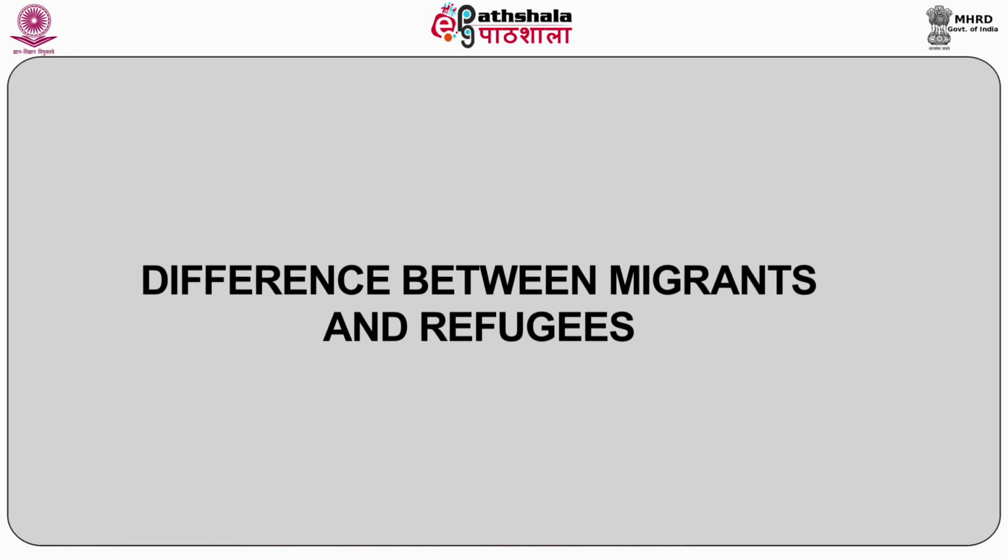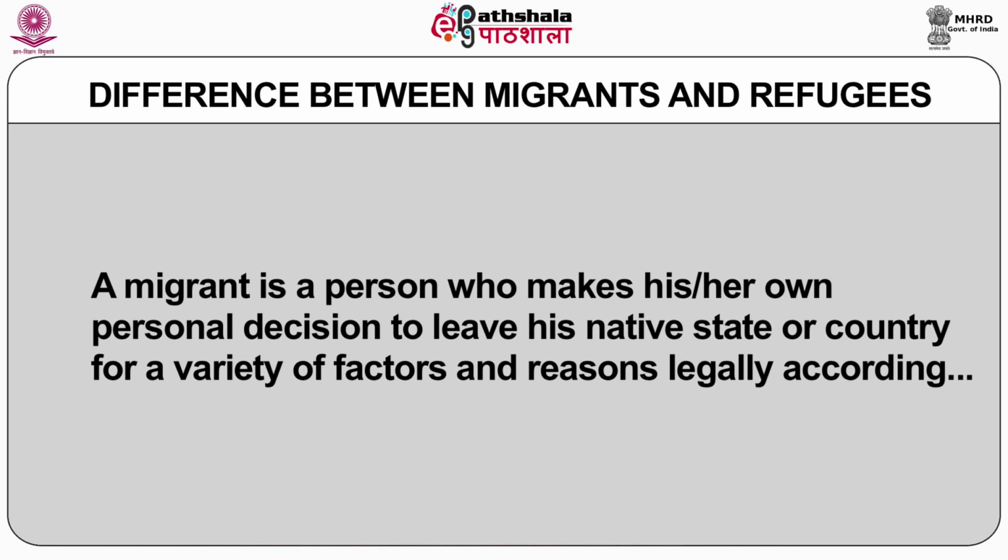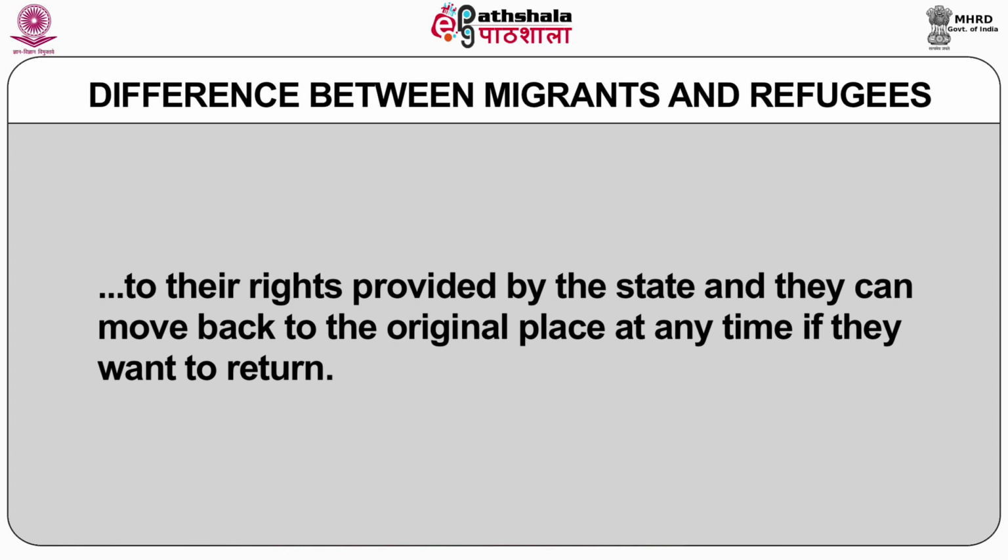Now let's look at the difference between migrants and refugees. How are they different? The terms migrant and refugee may look similar, but they are different. A migrant is a person who makes his or her own personal decision to leave his native state or country for a variety of factors and reasons, legally according to their rights provided by the state, and they can move back to the original place at any time if they want to return.